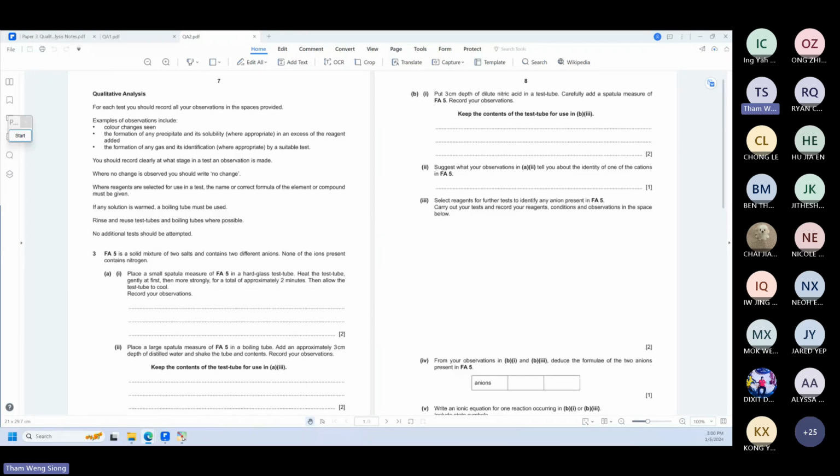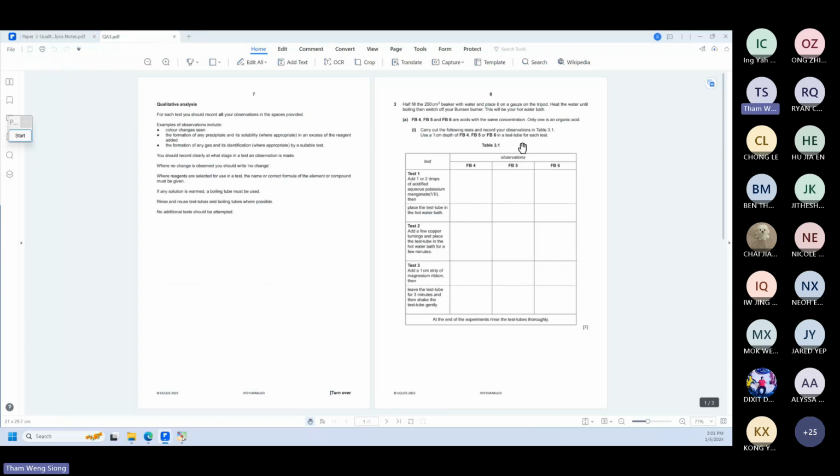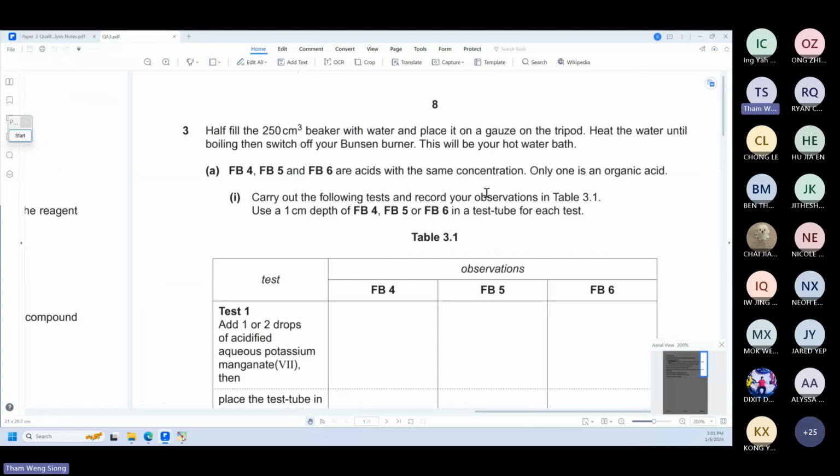QA3 is not totally organic chemistry, but I've got a little bit of organic chemistry inside there. But I want you guys to look in QA3. Let me open up QA3. The one that you did in the trial exam, that one is organic chemistry one.